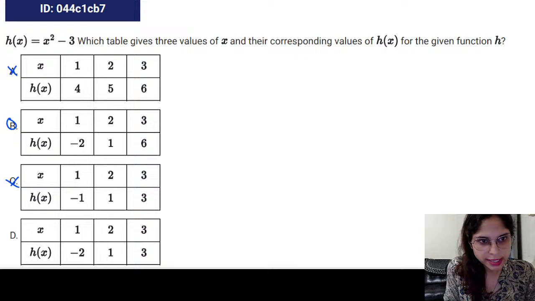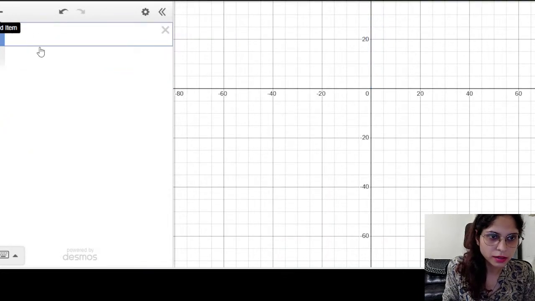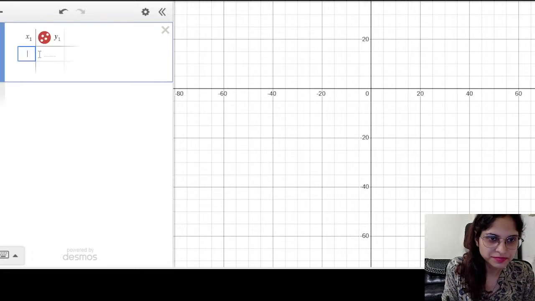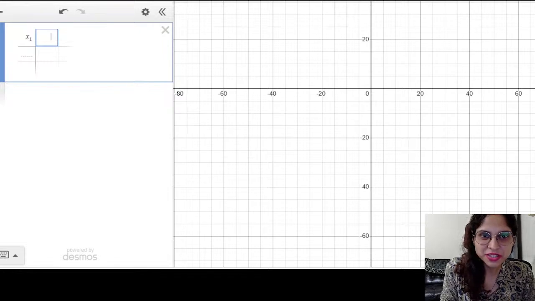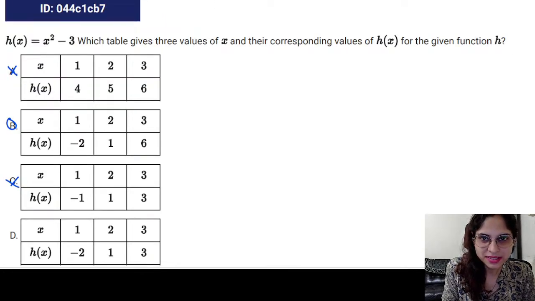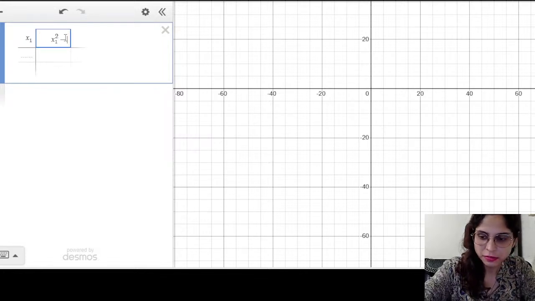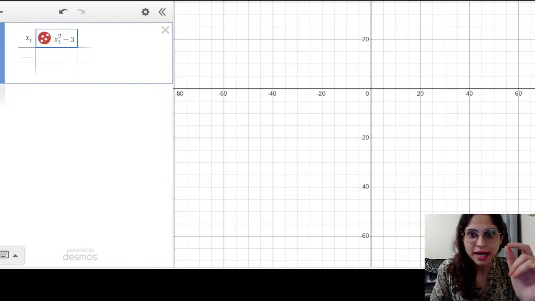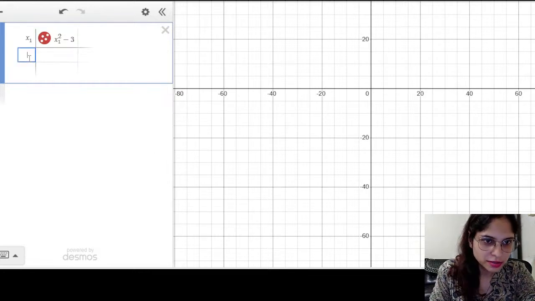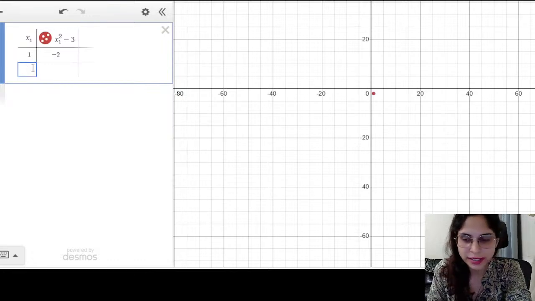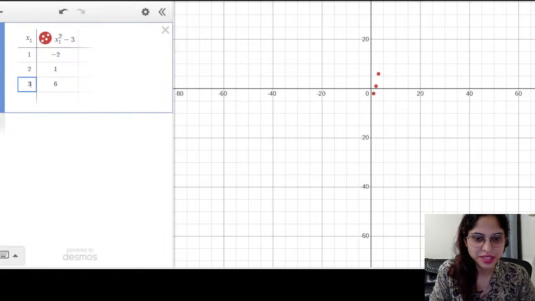Otherwise, how can you do it on Desmos? You just go here, you make a table. Yes, you heard it right. And instead of y1, your y value is x squared minus 3. So here you just type x1 squared minus 3. The entire function you type as it is, x1 squared minus 3, and now you just type the x values: 1, 2, 3. You will directly get the y values: negative 2, 1, 6. So you have directly got the answer.